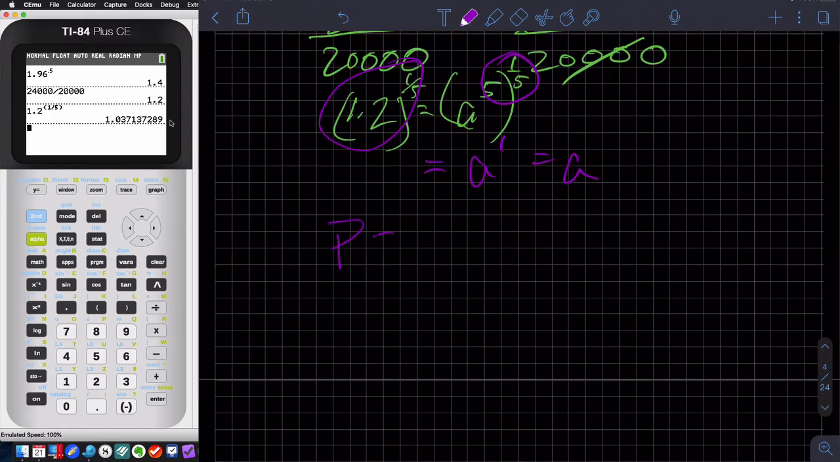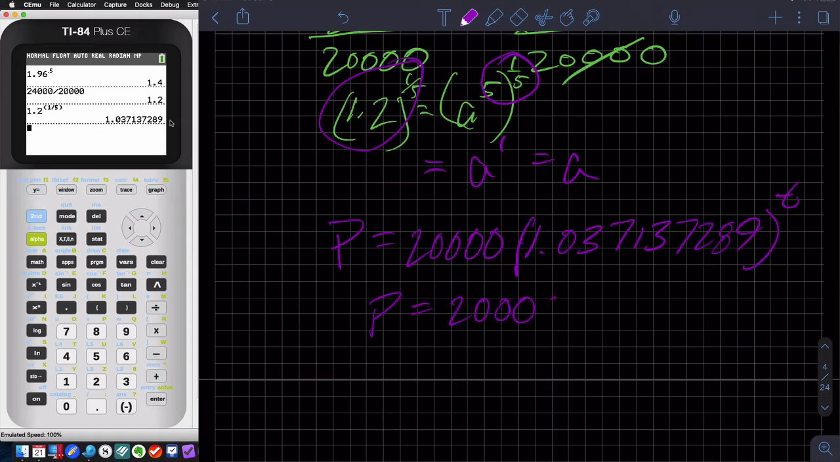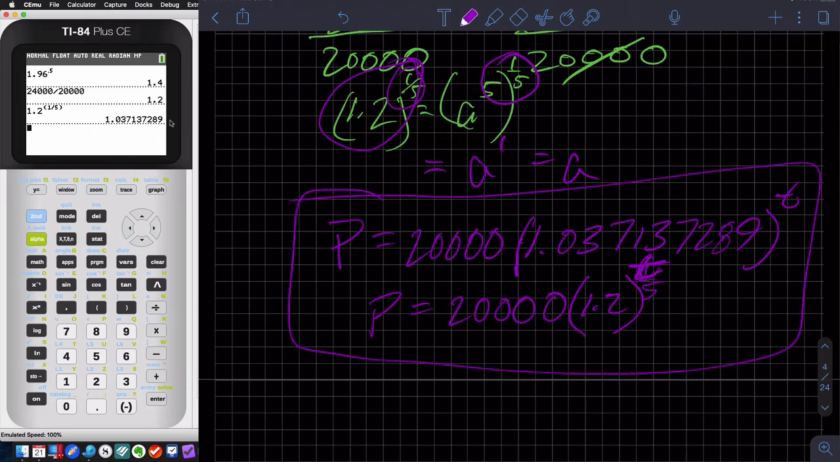And so my function looks like this. P equals 20,000 times, or you can just put parentheses, 1.03713728 to the T. You could have also left it this way, probably because it's easier to write, even though some of you don't like fractions. We could have written it as 1.2, and we could have this 1/5 here, and then multiply that times the T, so we get T over 5. So these two are the exact same function. They're going to probably generate slightly different numbers because the 1.03713728 is probably rounded. Okay?